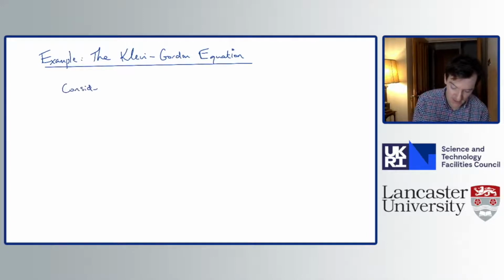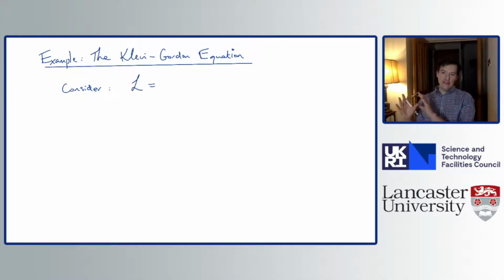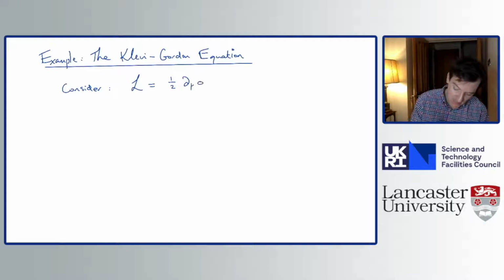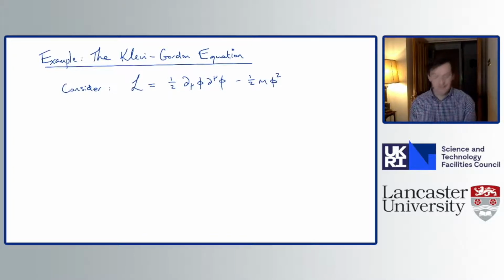Let me write down what the Lagrange density is in this case. We said it's going to depend on the fields and on the derivatives of the fields. Let me just write something down and we'll discuss it. So we have a half d mu phi, and we obviously have to contract our indices in this way, so that we end up with a scalar quantity.